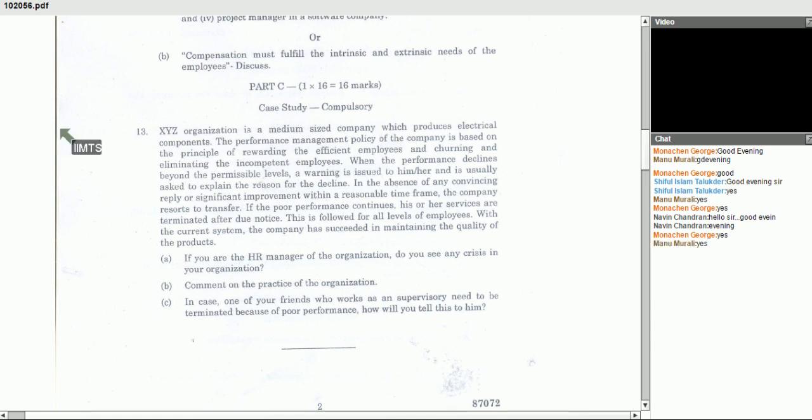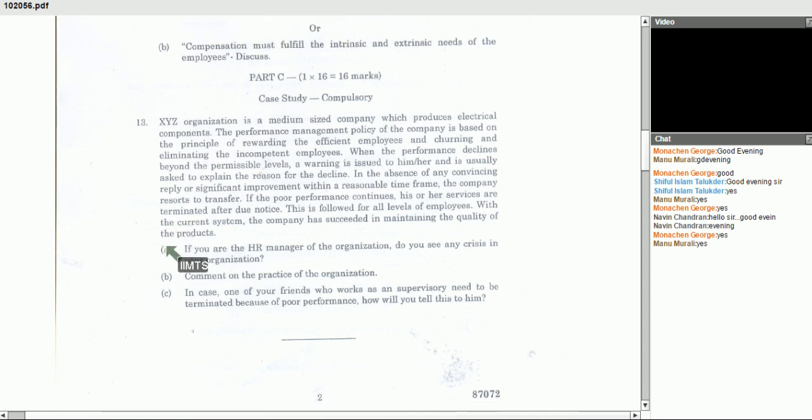Okay, now let's take up questions. The first question: if you are the HR manager of the organization, do you see any crisis in your organization? Suppose all of you are the HRs of that XYZ organization. No, I want answers from all of you. If your answer is yes, then why? And if your answer is no, then why?